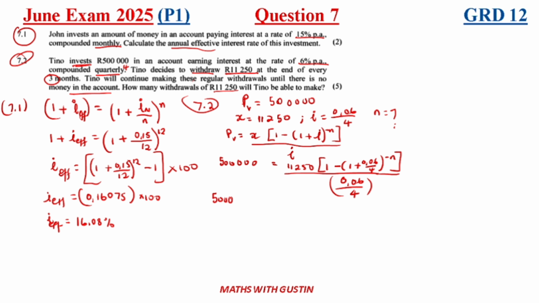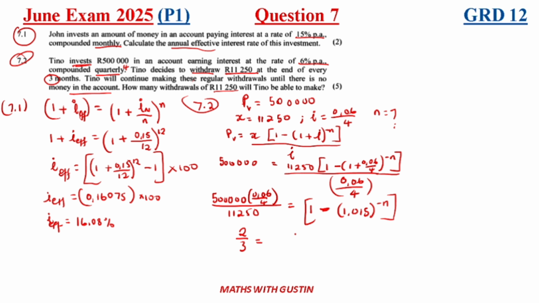So 500,000 times 0.06 divided by 4, simple algebra, cross multiply. Therefore, we also divide by 11,250, which is equal to 1 minus 1.015 to the power of minus n. Then I can simplify what is inside the bracket. So if you punch this into a calculator, guys, let me know what you get in the comment section. I'm getting 2/3, which is equal to that.